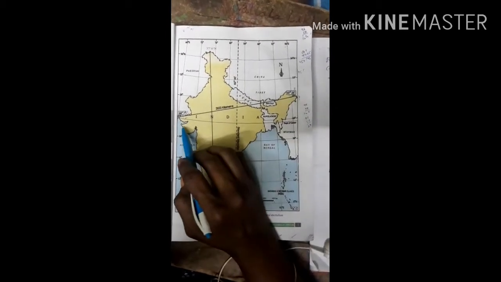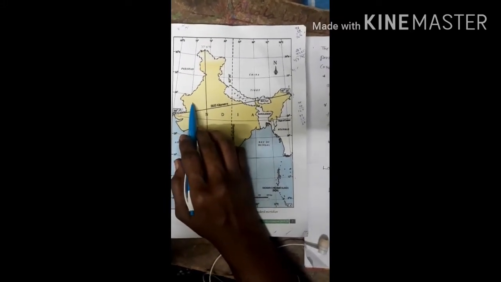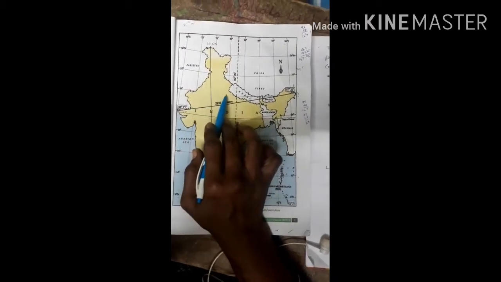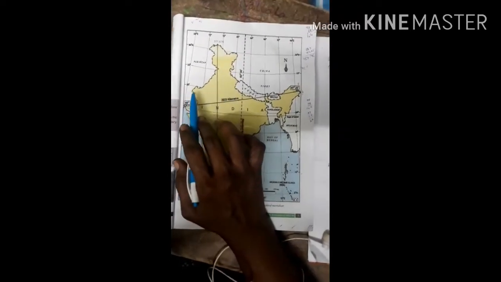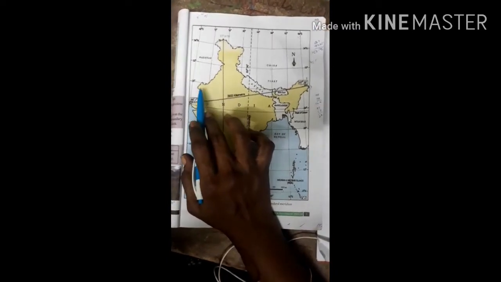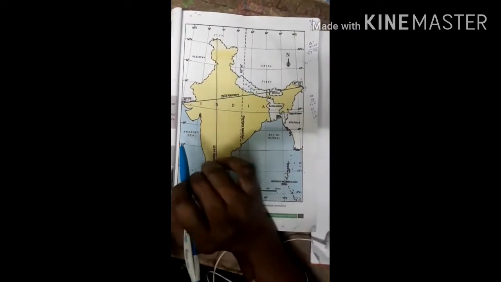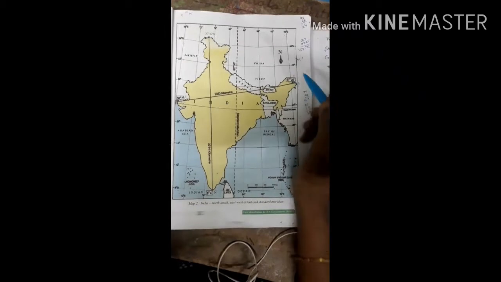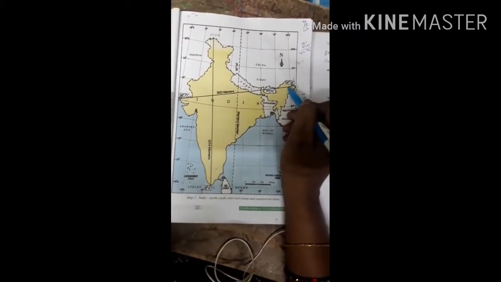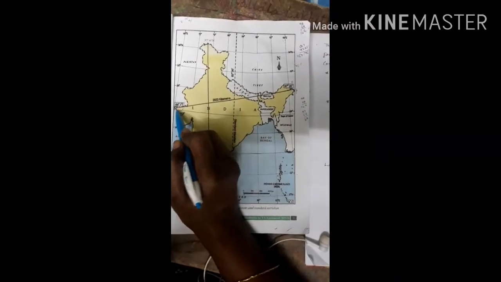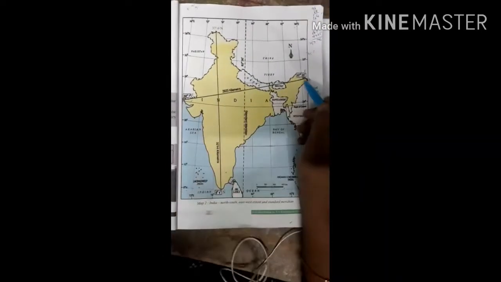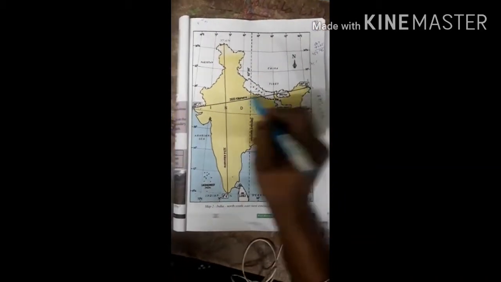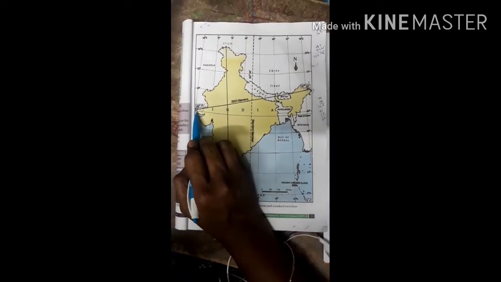We have a question: when we are passing through every longitude, there is a time difference between longitudes. As we cross every longitude, there is a 4-minute time difference. So there is a big time difference between the eastern state, Arunachal Pradesh, and the western state, Gujarat. For example, in Arunachal Pradesh, the sun rises first. After 2 hours, the sun rises in Gujarat.